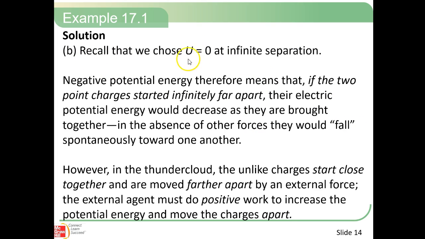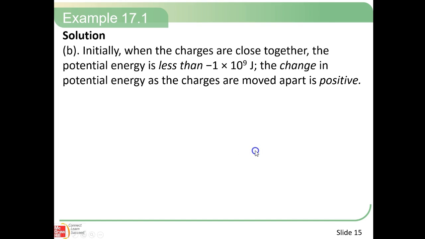Here it says that U equals 0 at an infinite separation. So negative potential energy means that if the two point charges are really far apart, their electric potential will decrease as they're brought together. In the absence of other forces, they basically would just fall towards each other. But in the thundercloud, unlike charges start close together and then move further apart, so we have to do positive work to increase the potential energy and have those charges come apart.